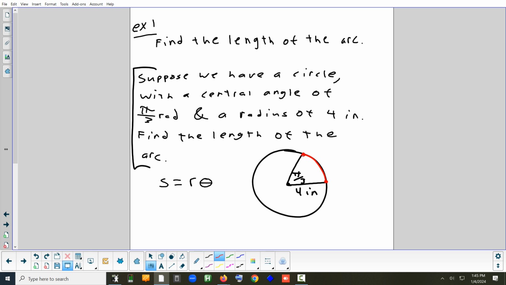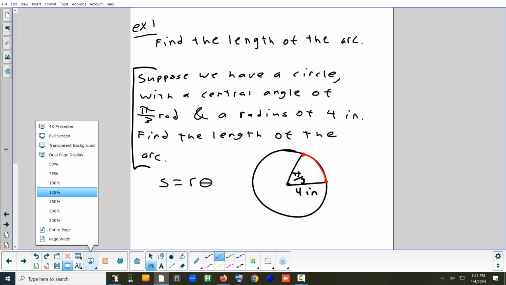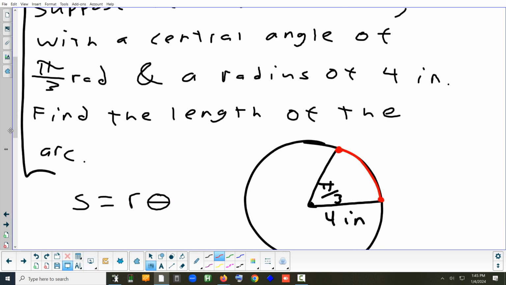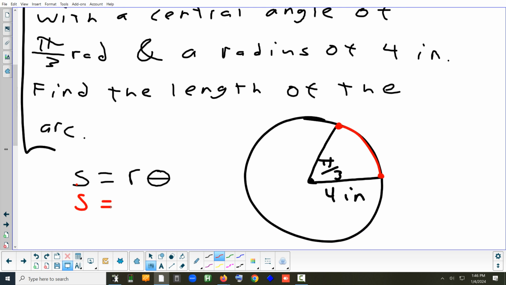So you don't need a picture to do it. You just need the formula: S equals R theta. Let's go through it and start filling in what we know. Do we know S? Actually, we don't know S. S is the arc length, and that's what the directions ask: find the arc length. So S, we don't know.